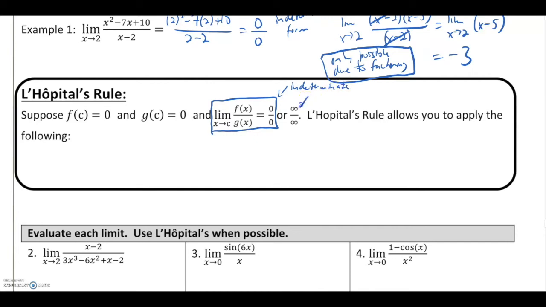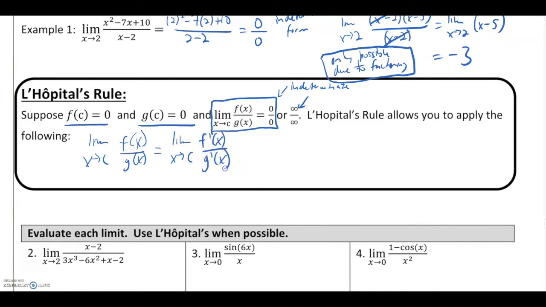Or even, we'll open ourselves to the possibility of infinity divided by infinity. What this means for us is that both f of c and g of c equal 0. Well, what L'Hopital's rule states is that we can apply the following. The limit as x goes to c of f of x over g of x will equal the limit as x goes to c of f prime of x over g prime of x.